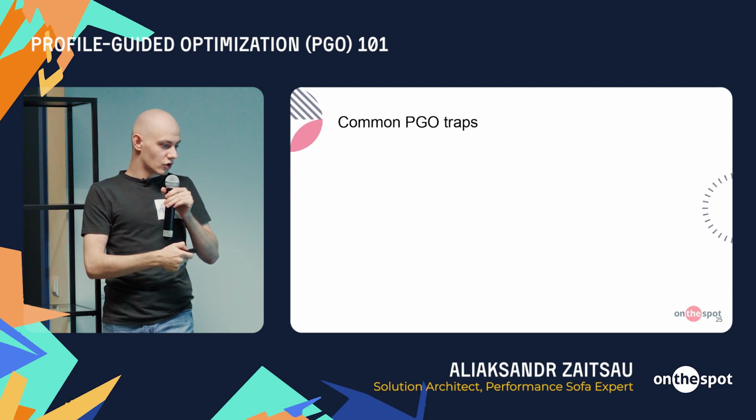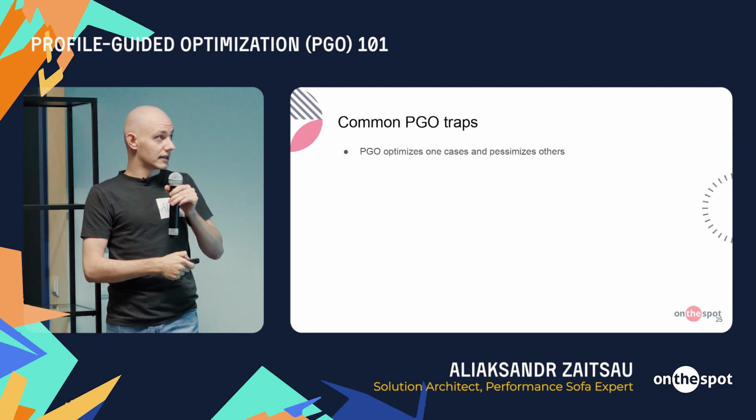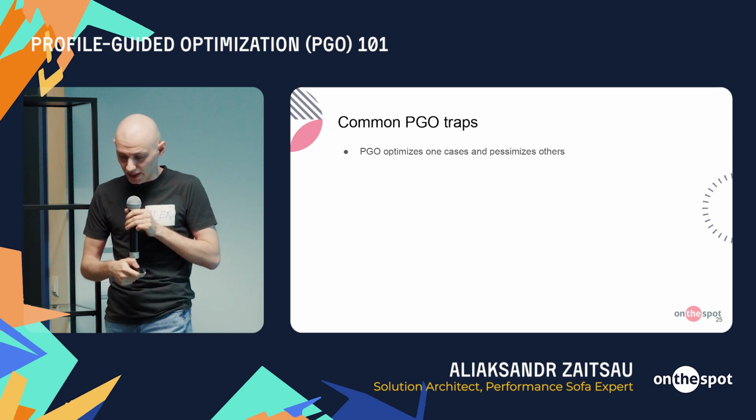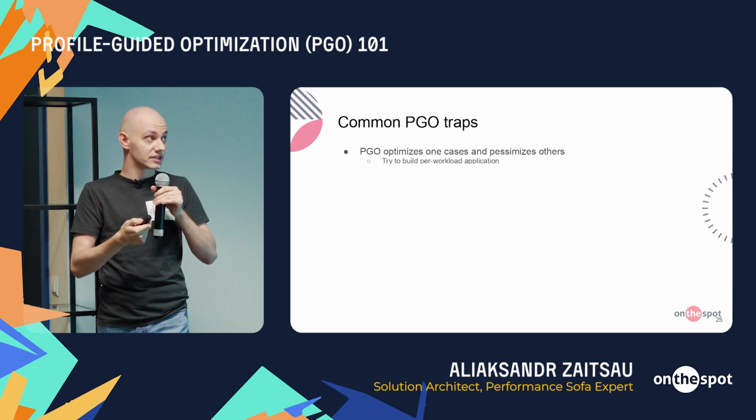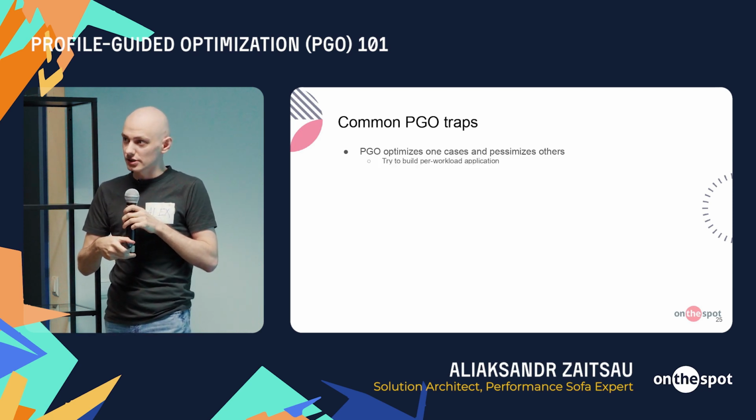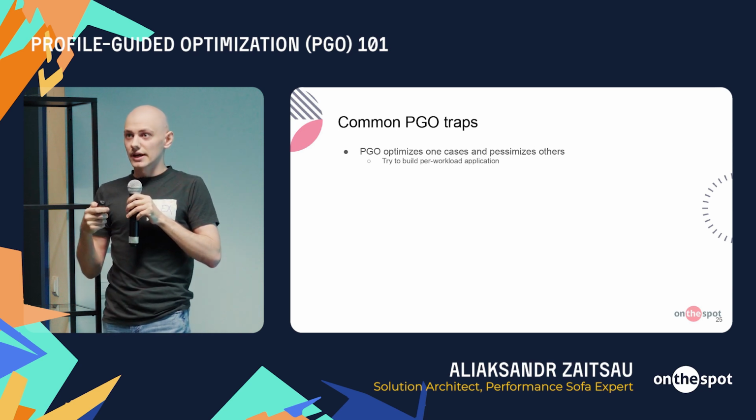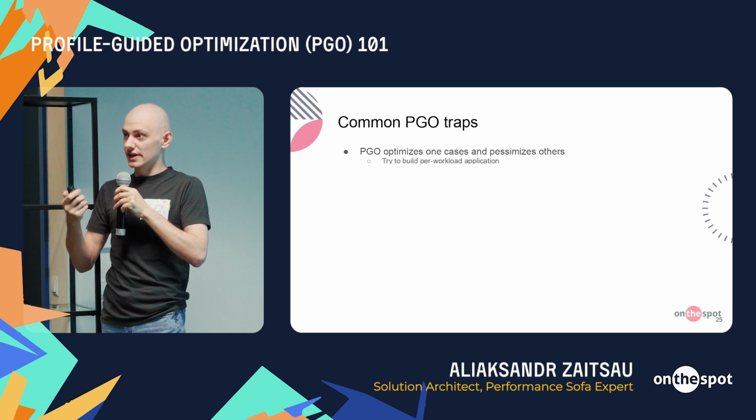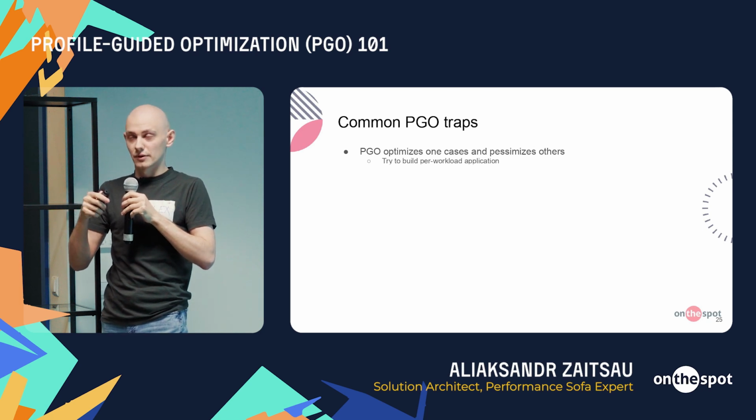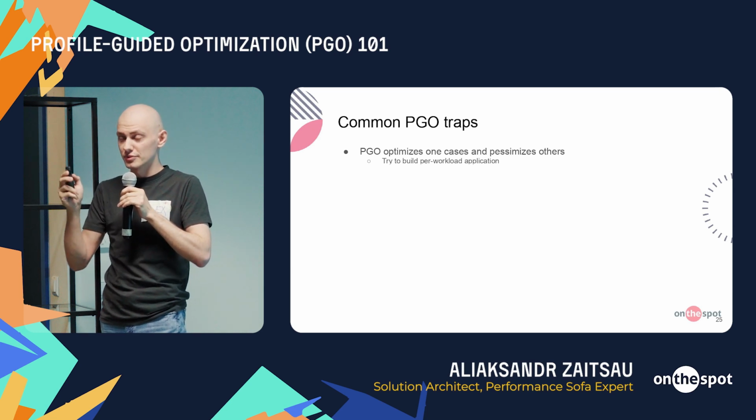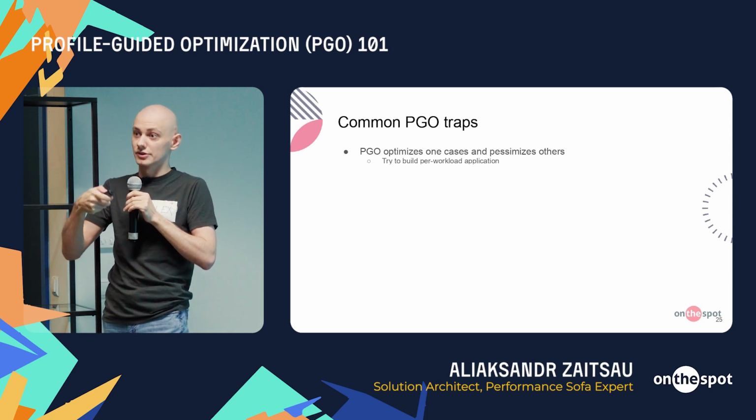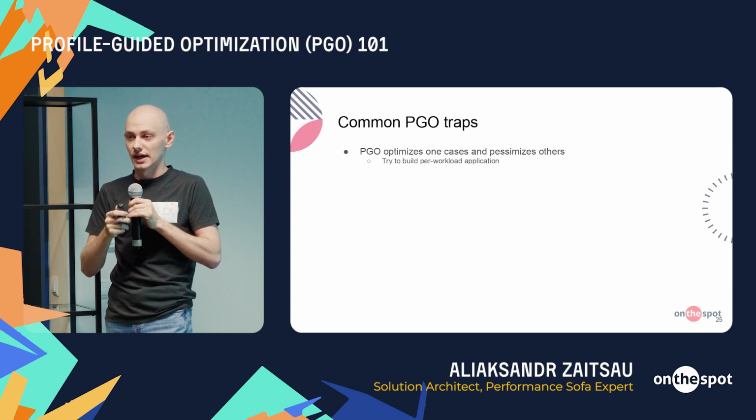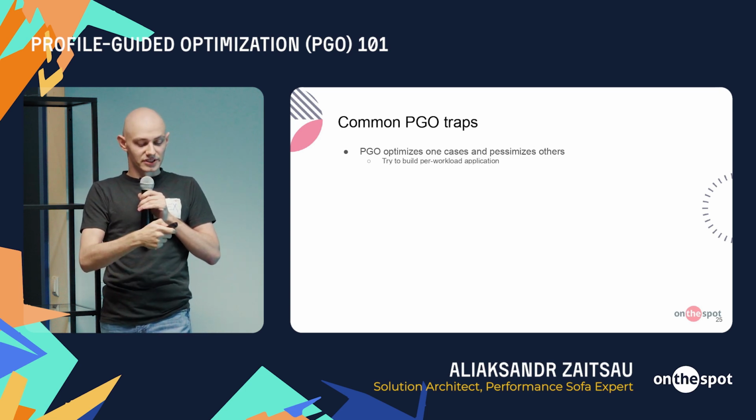So, common PGO traps. Sometimes PGO optimizes for some cases and pessimizes other cases. That's actually how PGO works in practice. How can you mitigate this limitation? At first, you can try to build several versions of your application per workload. For example, with web servers, try to build two versions of your web server, hide them behind a proxy, and route your traffic based on some runtime criteria.